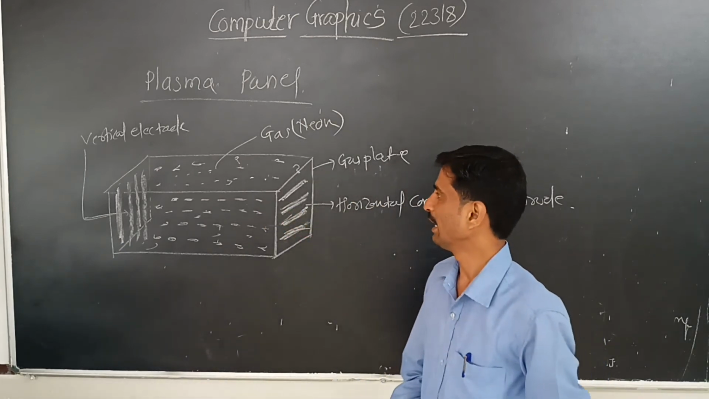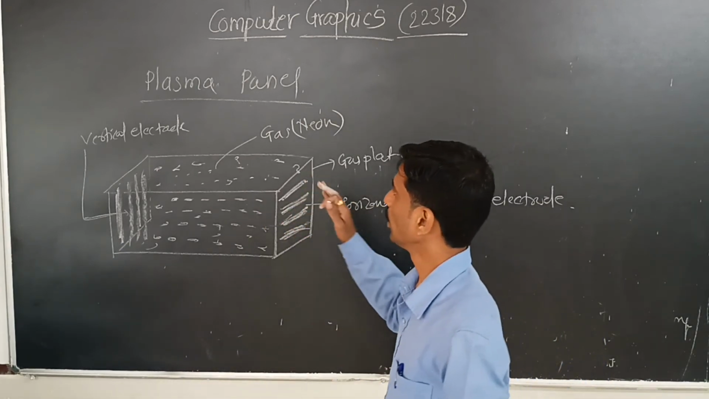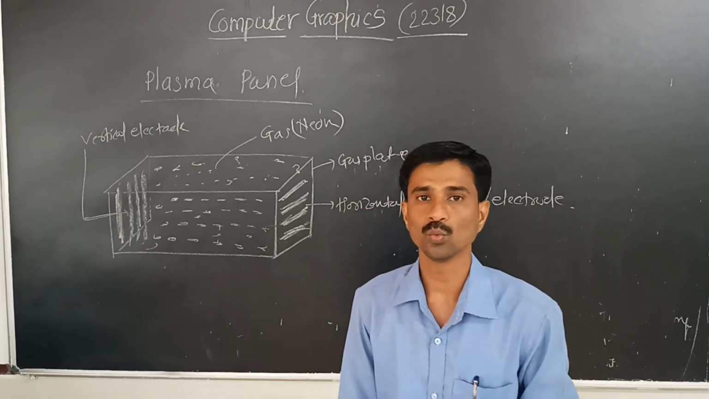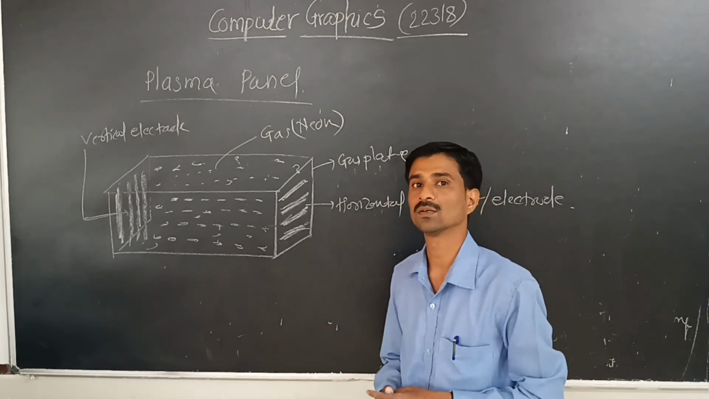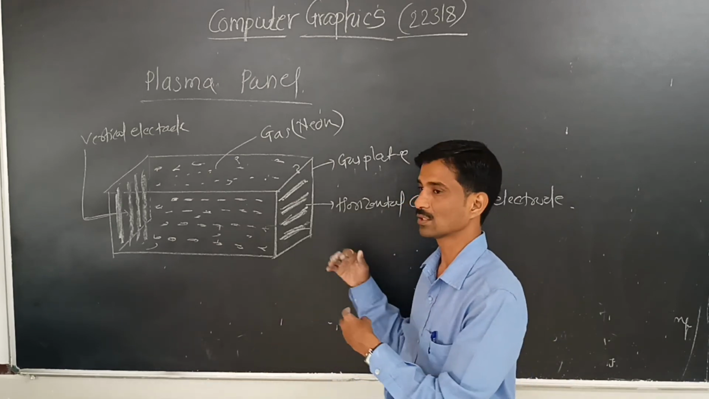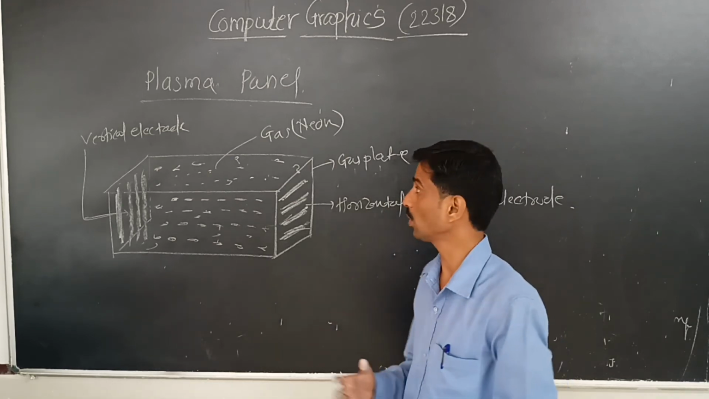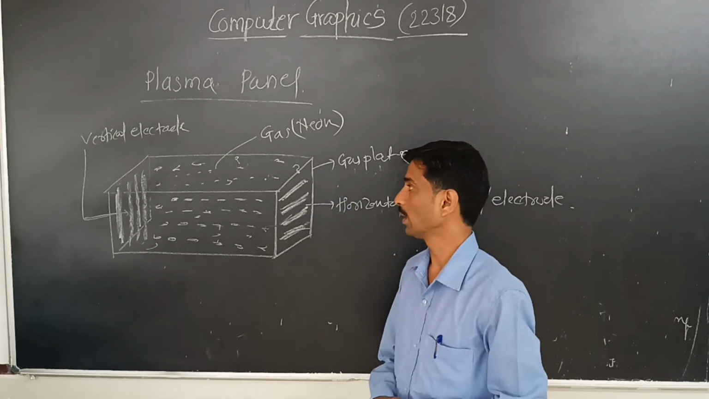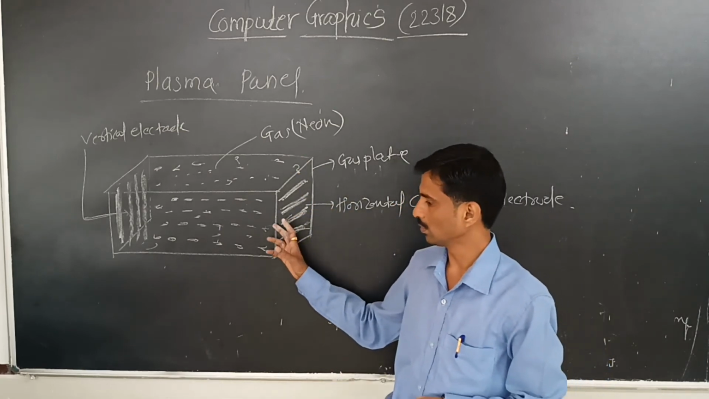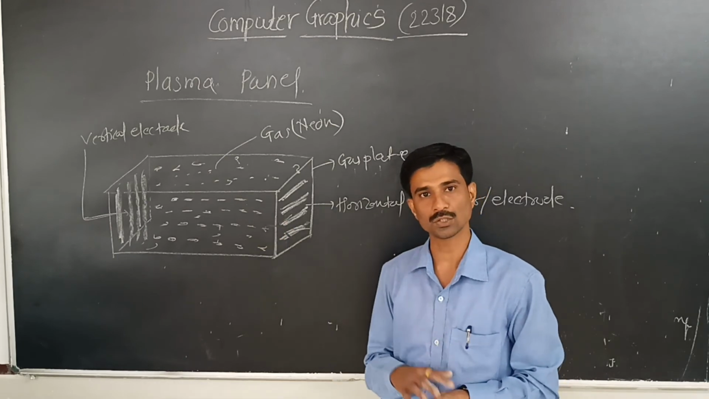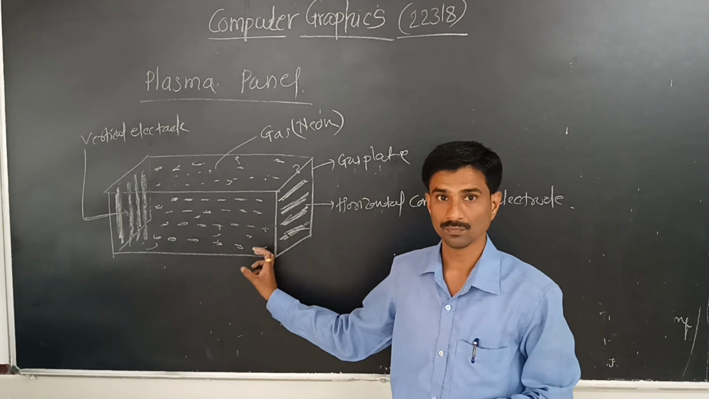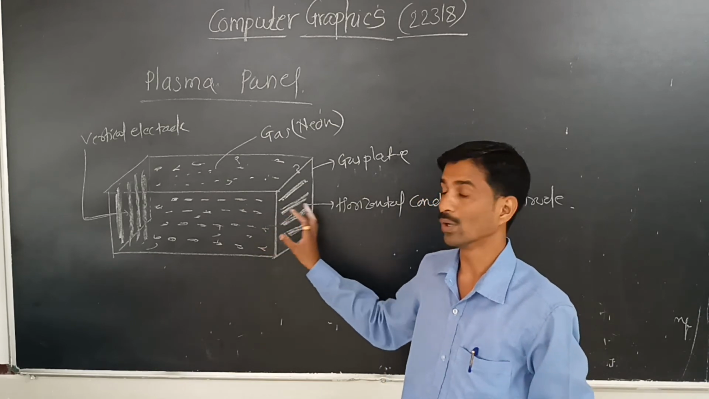So next device is plasma panel. How does it work? Before that, we will see how it is made, or what the construction of the plasma panel is. I have given the diagram in your notes also. I have drawn a very simple diagram here to help you understand.